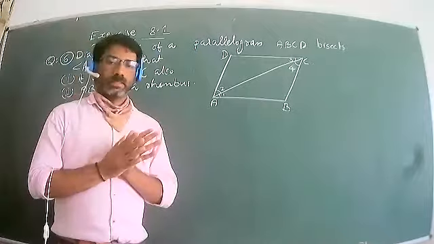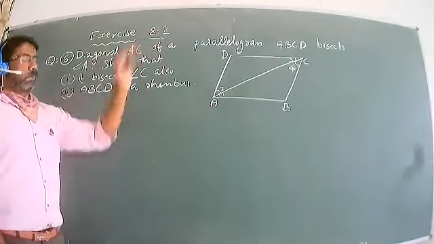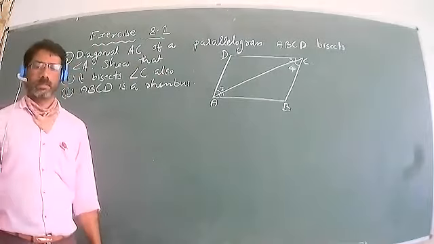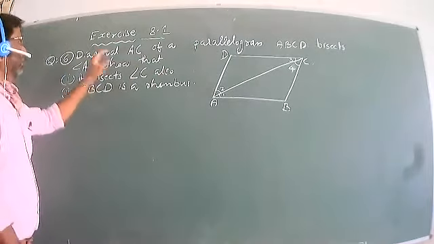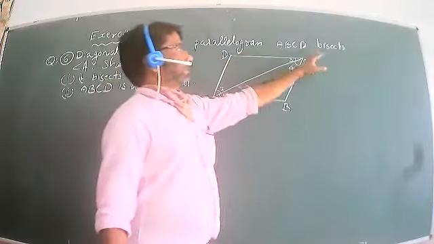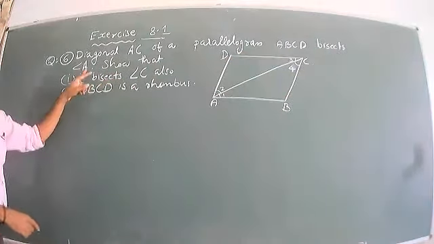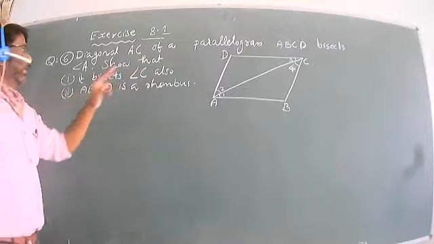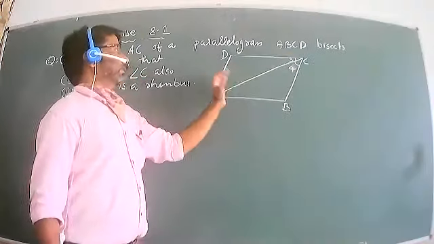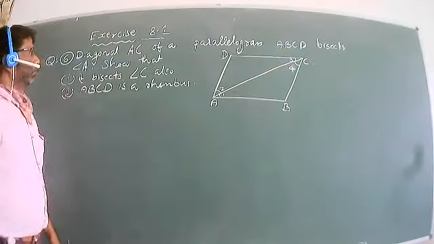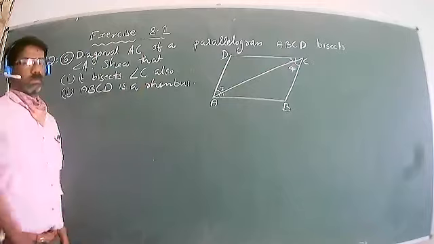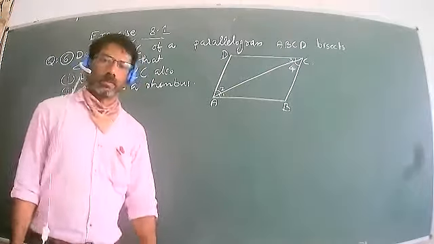Namaste students, class 9, exercise 8.1, question number 6 today I am going to discuss. The question is that diagonal AC of a parallelogram ABCD bisects angle A. We have to show that it bisects angle C also, and second, you have to show that ABCD is a rhombus. So this is the question which we are going to do now.